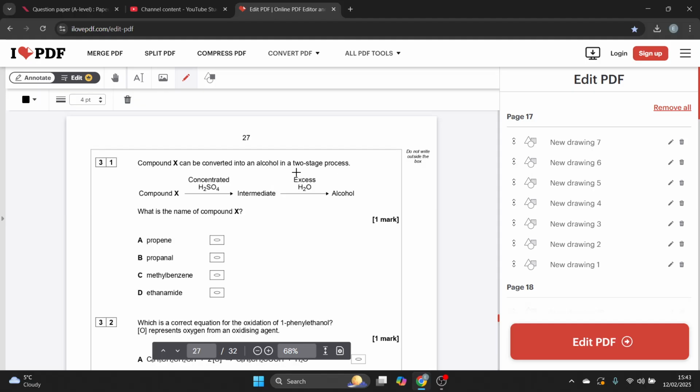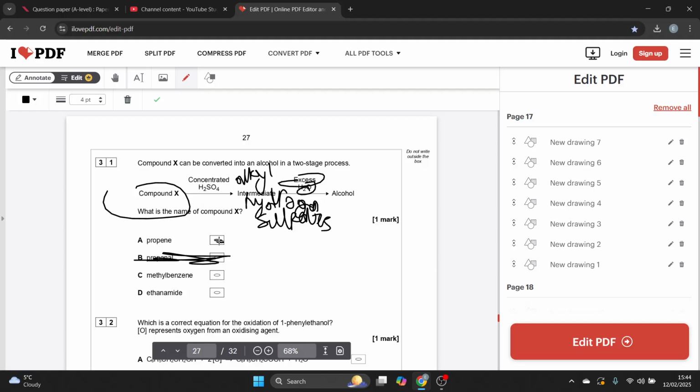Compound X can be converted into an alcohol in a two-stage process. What is the name of compound X? I start with X. I use concentrated H2SO4 for my intermediate and then excess H2O for the alcohol. And the intermediate is going to be the alkyl hydrogen sulfates. Alkenes will react with cold concentrated sulfuric acid to form alkyl hydrogensulfates, which then hydrolyze to form an alcohol with excess H2O. So compound X is going to be an alkene. Propanol, aldehyde, no. The answer is A. That's the only alkene there.